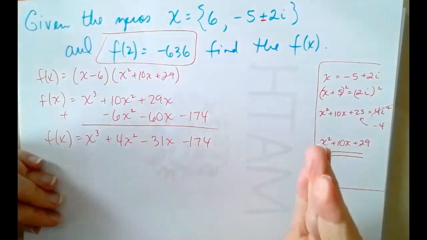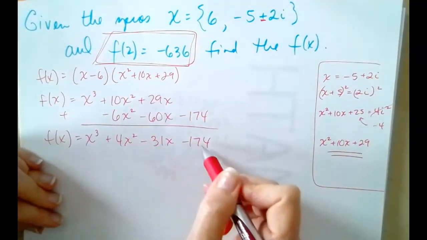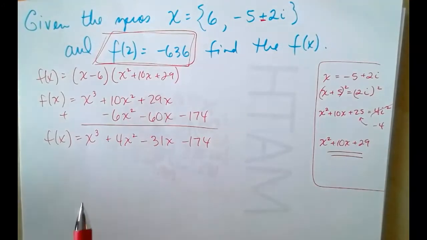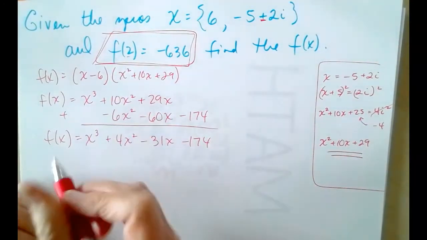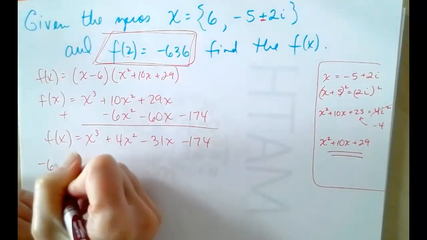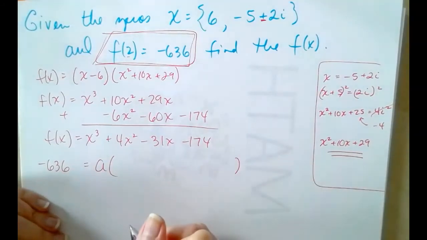But that's not totally what I'm looking for. I need to find the function that will be a multiple of this that will yield a point at x equals 2, y equals negative 636. So let's plug in that x value in the function and set it equal to negative 636. So we're missing that leading coefficient.